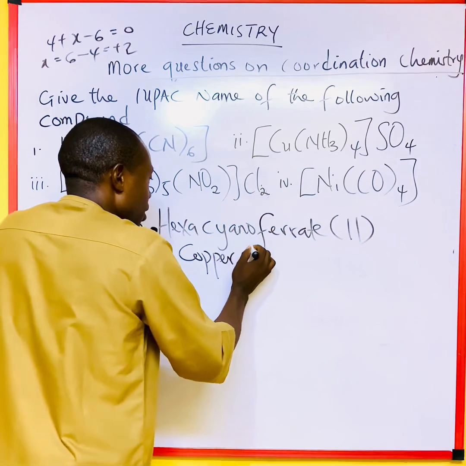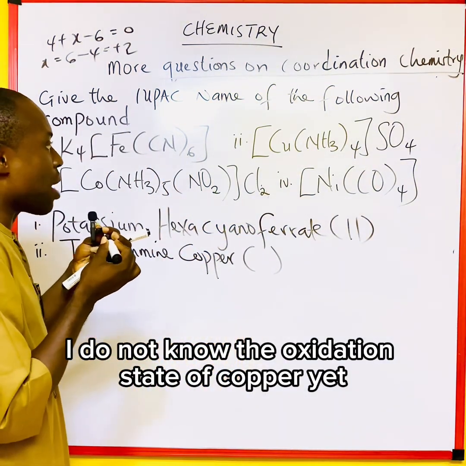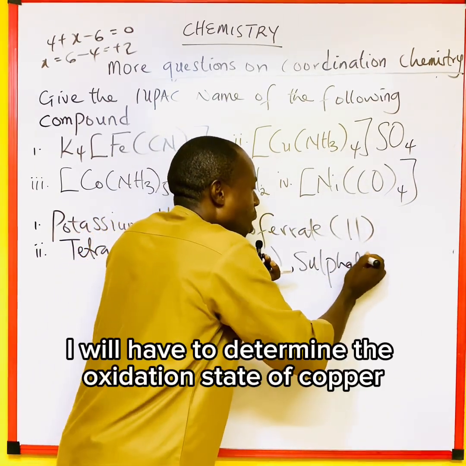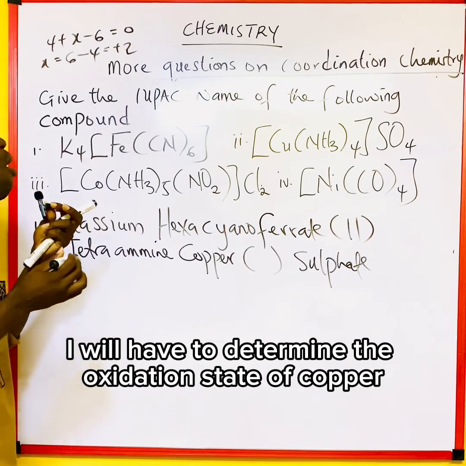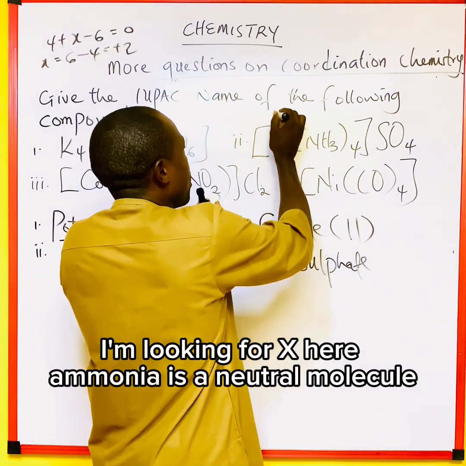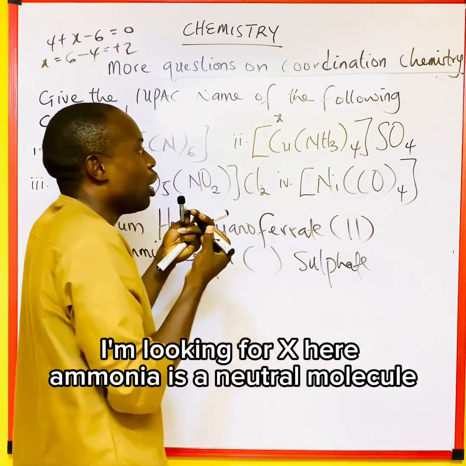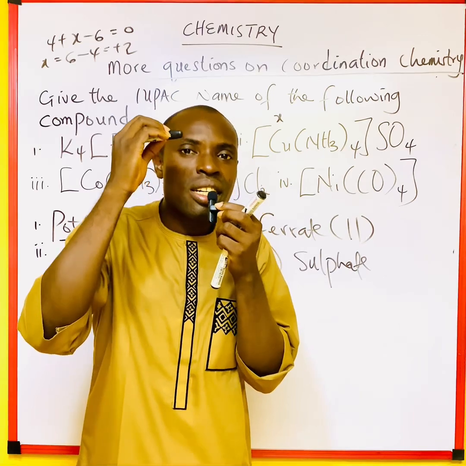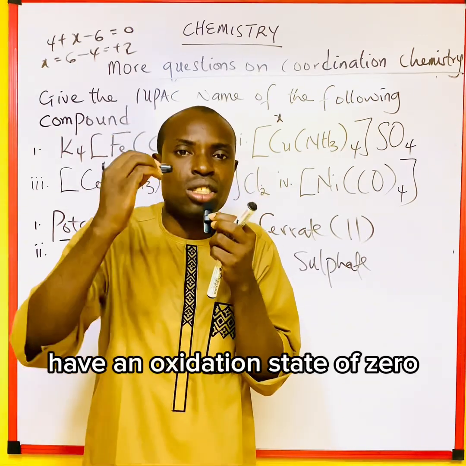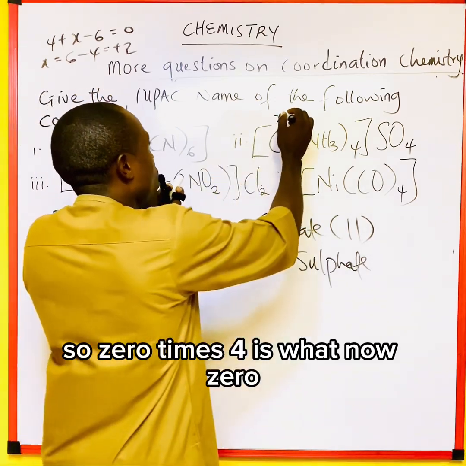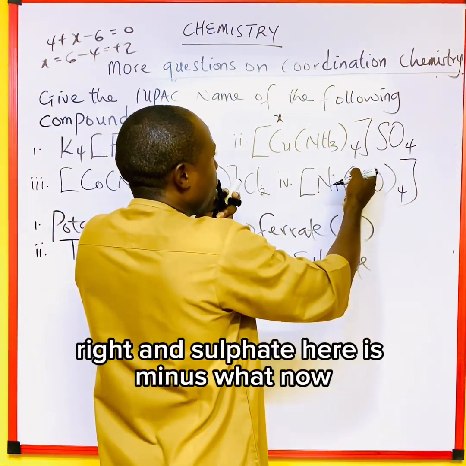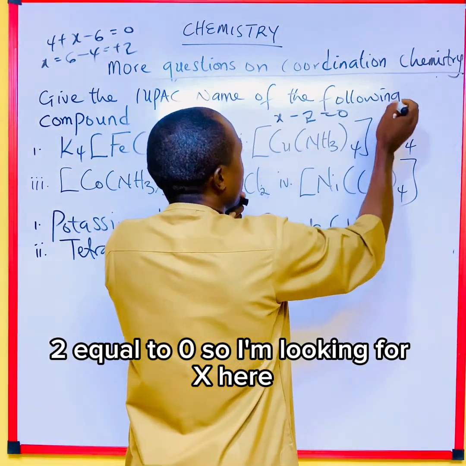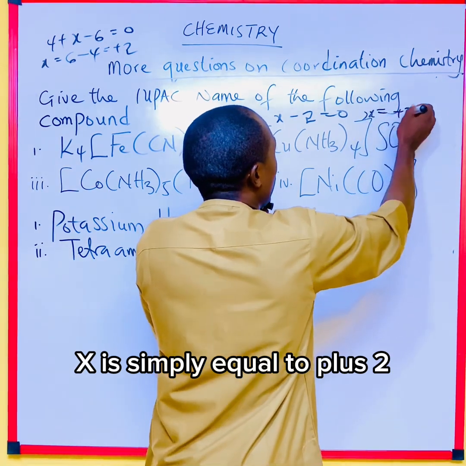copper. I do not know the oxidation state of copper here, but I know that at the end of the day, this ends in sulfate. So I will have to determine the oxidation state of copper in this complex. Remember, I'm looking for X here. Ammonia is a neutral molecule, and every neutral molecule always has an oxidation state of 0. So 0 times 4 is 0, right? And sulfate here is minus 2, equal to 0. So if I'm looking for X here, X is simply equal to plus 2.